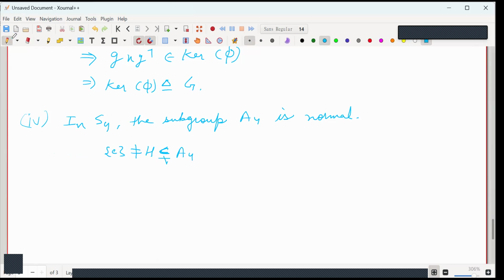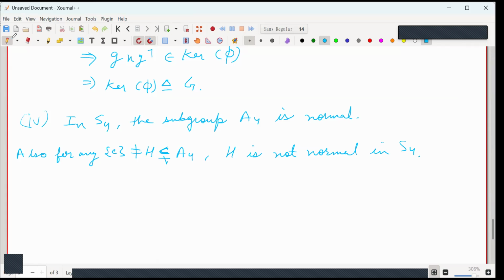So any subgroup also, for any... this H is not normal in S4.